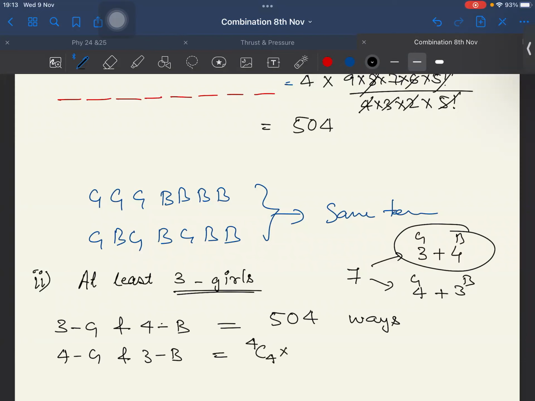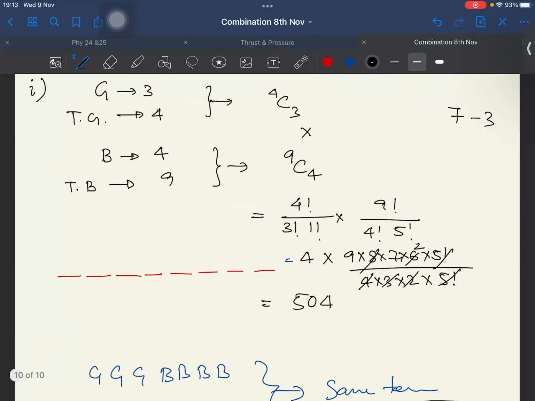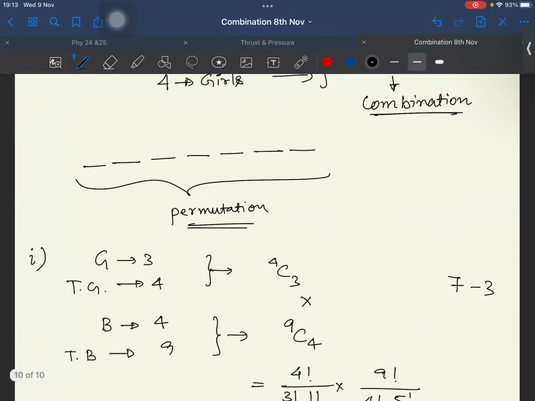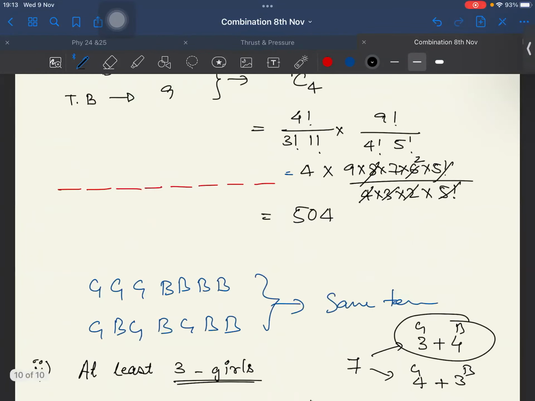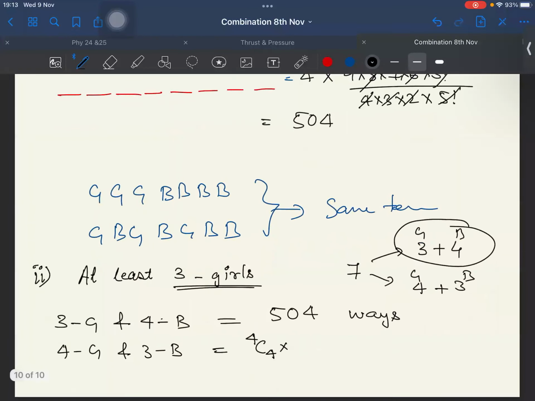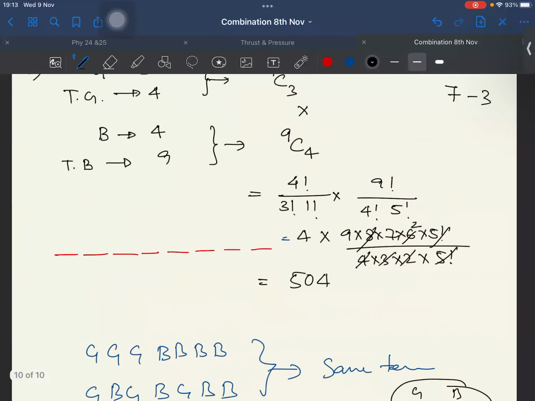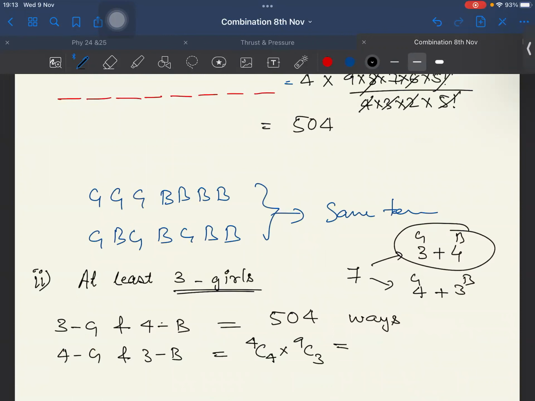4C4 multiplied by, how many boys are there in total? Total 9 boys are there, right? 9 boys. So 9C3. How much will this be? Okay, somebody solve it, please.